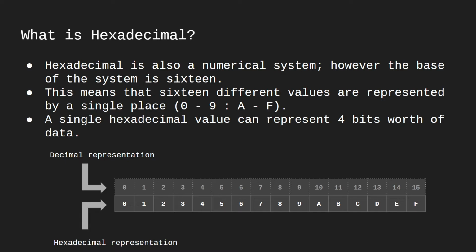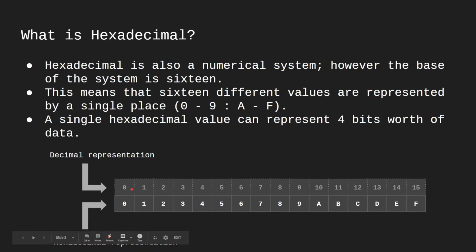So you've probably seen some of this if you've ever worked with computers or colors or any of those things; there's typically hexadecimal displays for certain things. So a single hexadecimal value can represent 4 bits worth of data.